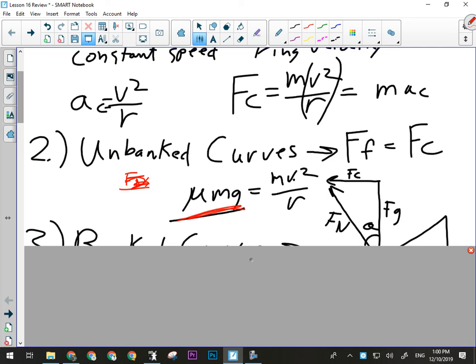Right now this desk, the force of gravity is pulling it down into the floor, and the floor is pushing up on it with the same amount of force, which is why it doesn't go anywhere. Okay, so for an unbanked curve, that's what we're looking at. FF equals FC.